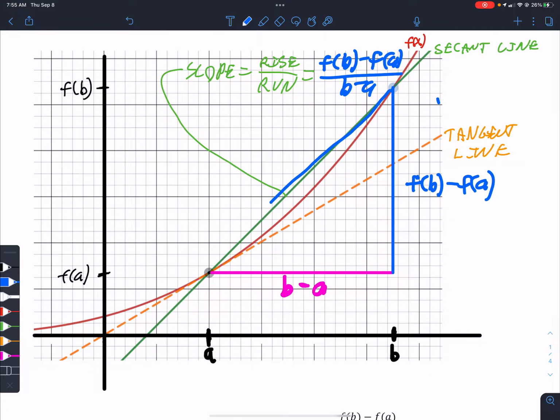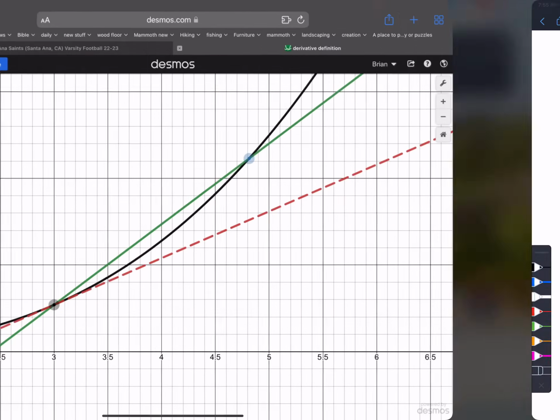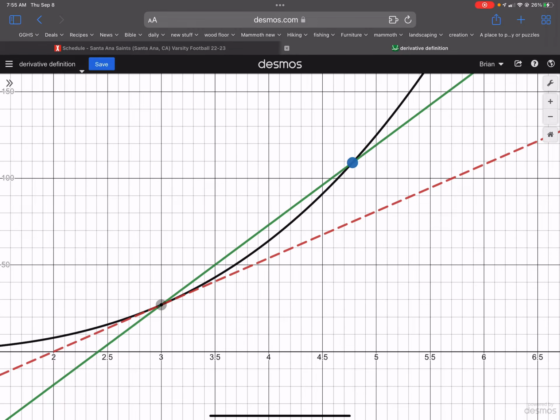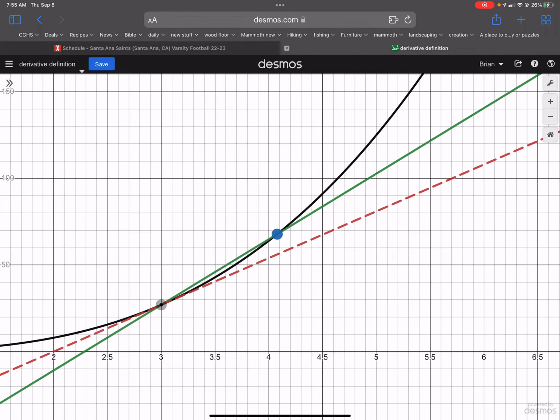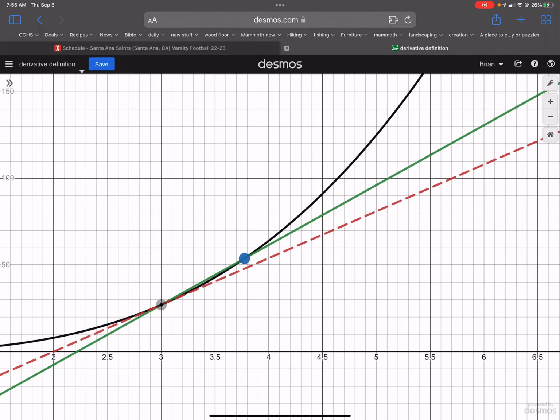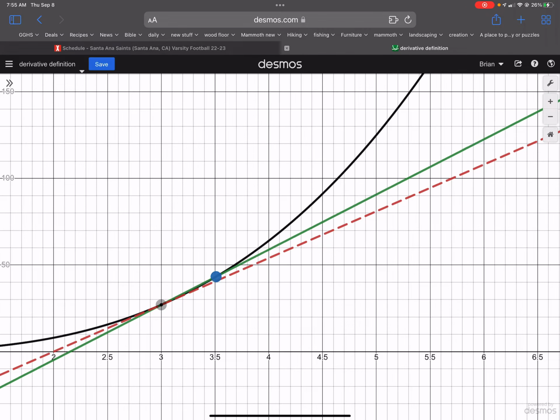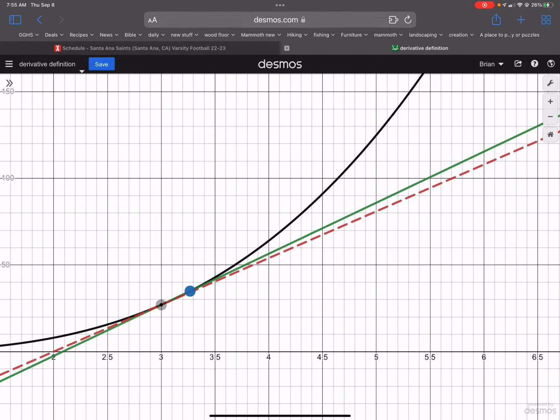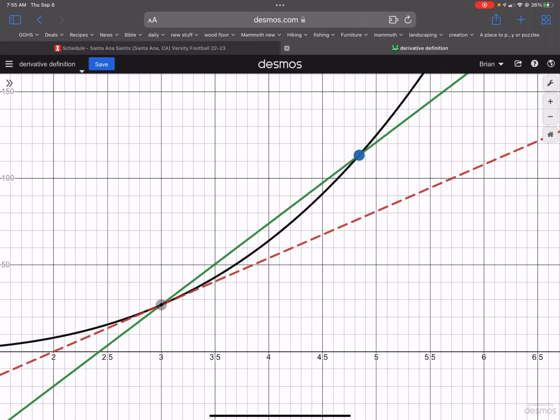But remember what we did. We took this point and we moved it closer and closer and closer and closer to a. And what happened, I'll show you in the video again with the animation. As we move this point closer and closer to a, the slope of the secant line approaches the slope of the tangent line. And that's the process we're going to do.